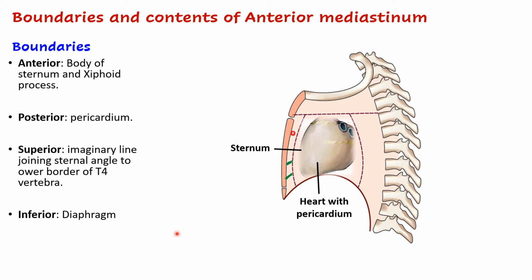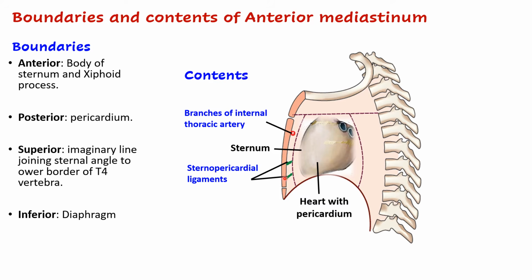What will be the contents of this? The contents will be the branches of the internal thoracic artery, plus there will be two small ligaments. These are the sternopericardial ligaments, which pass from the posterior aspect of the sternum to the pericardium. So these are the contents of the anterior mediastinum.